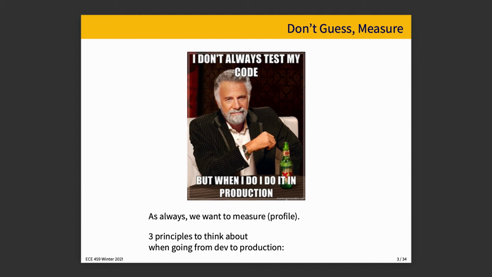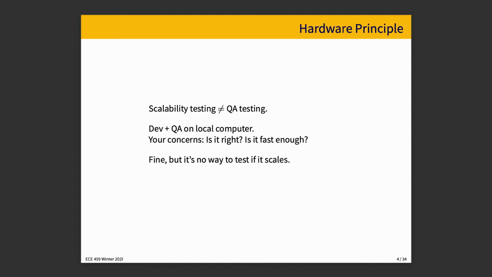There are a few principles that we should respect when we are thinking about how to transition from your development environment to a production environment, and scaling up your production environment. There are 3 things that are important to us. First one is that scalability testing is distinct from QA testing. Although I will assume for the purposes of argument that you actually do test your code, you might do development on your local computer, run the unit tests on your computer, build it on the continuous integration system, anything like that. But your primary concern is: is it right?